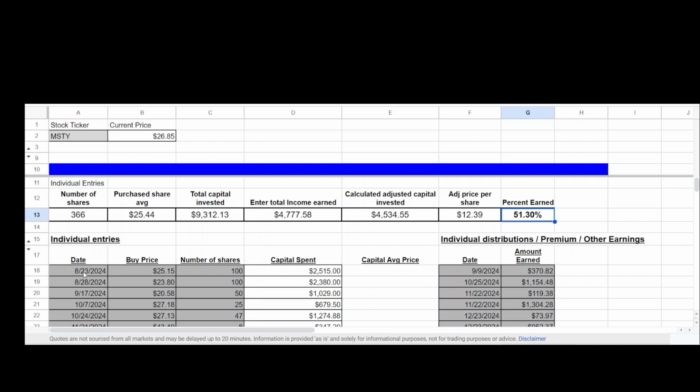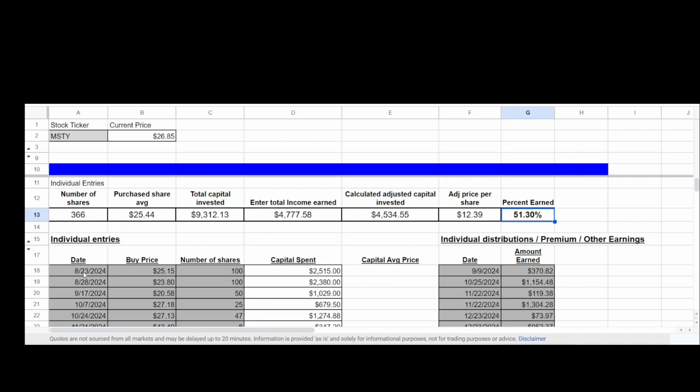So if I were to sell my shares at $12.39, all 366 shares, then I will have earned back my calculated adjusted capital of $4,534. And then you add back in your income that you've earned, which is your distributions, of $4,777, and you will have earned back your full capital of $9,312.